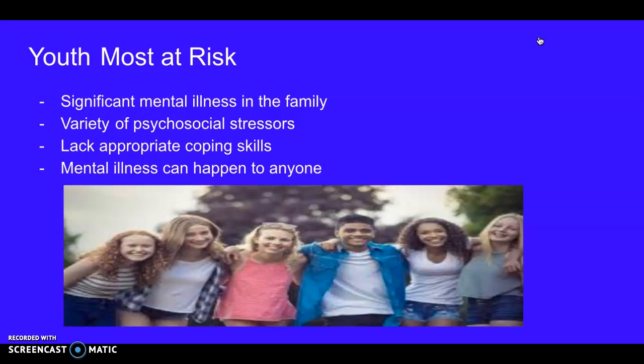illness. Some youths that are most at risk are those with significant history of mental illness in their family, those who have a variety of psychosocial stressors, such as deadlines, those dealing with peer pressure or work, and also a lack of appropriate coping skills. This could be just talking to friends or family, engaging in physical activity, or having professional help if it's available. These are the people that are most at risk. However, mental illness can happen to anyone at any time.